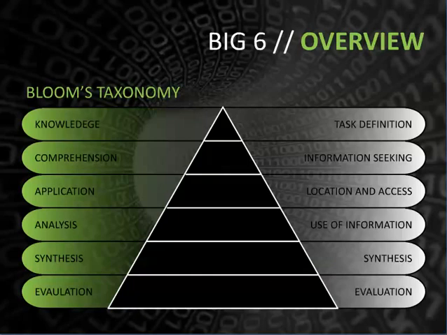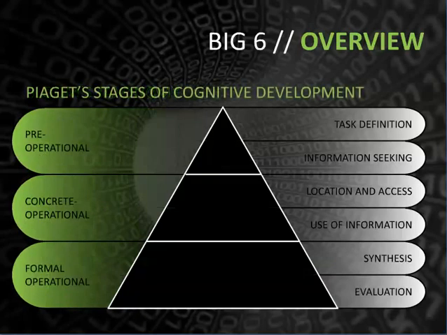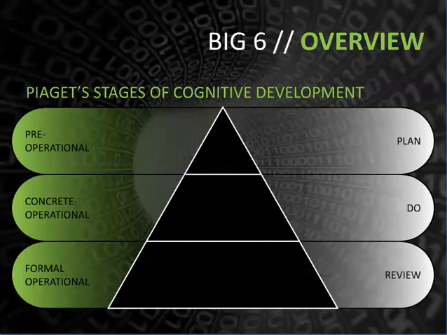In addition, every 2 steps of the Big Six model roughly relate to one of Piaget's 3 stages of cognitive development: pre-operational, concrete operational, and formal operational. Bob and Mike have also simplified the Big Six into a 3-step approach for younger students: plan, do, and review. Students achieve information literacy skills with Big Six models based on their level of cognitive development.